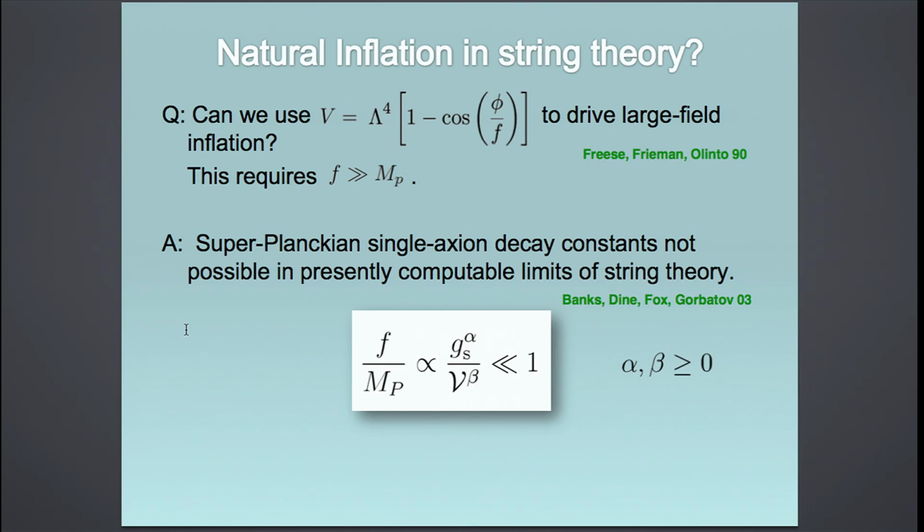How many powers of the string coupling appear there depends on what kind of form it is. For NSNS forms, α is 0. For RR 2-forms, α is 1. And what power of the volume appears there depends on the nature of the field, whether it's a 2-form or 4-form or 3-form or whatever. Okay, but the general point is that in the weak coupling and large volume limit, these decay constants are small.